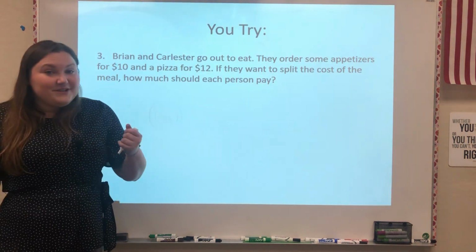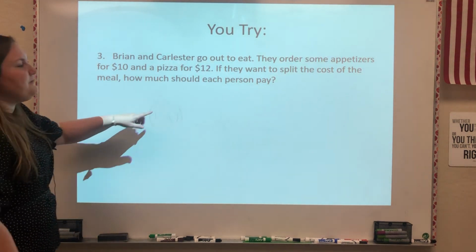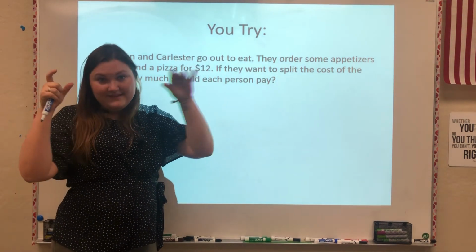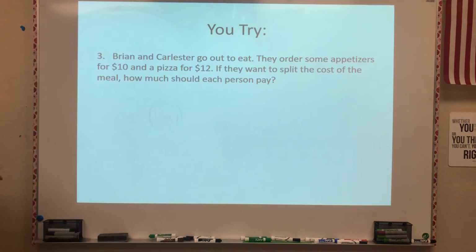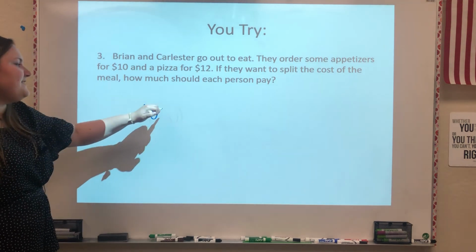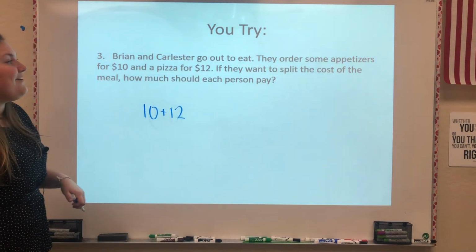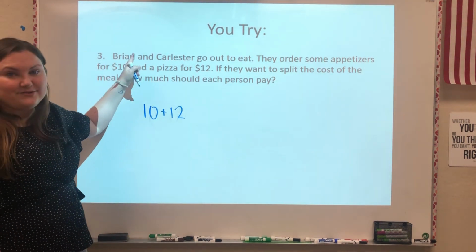For this one, I'm not going to do all the math, but I do want to show you what it would look like. In order to figure out how much each person would pay, we want to figure out the total cost of the meal and then divide it by how many people are paying. Our total cost of the meal is the $10 for the appetizer and the $12 for the pizza. Now, they want to split the cost. That means I want to divide it by the two people.